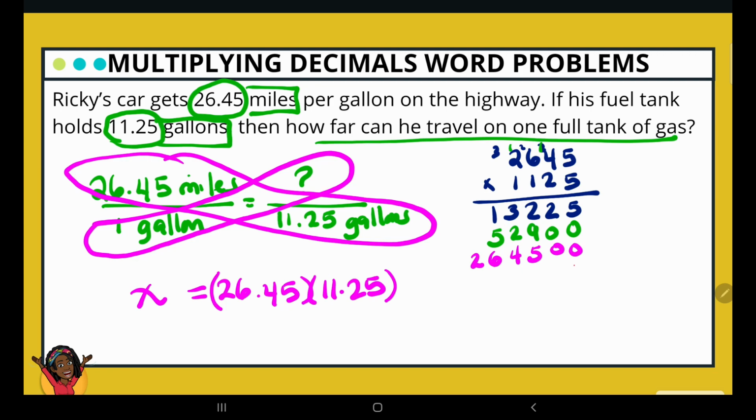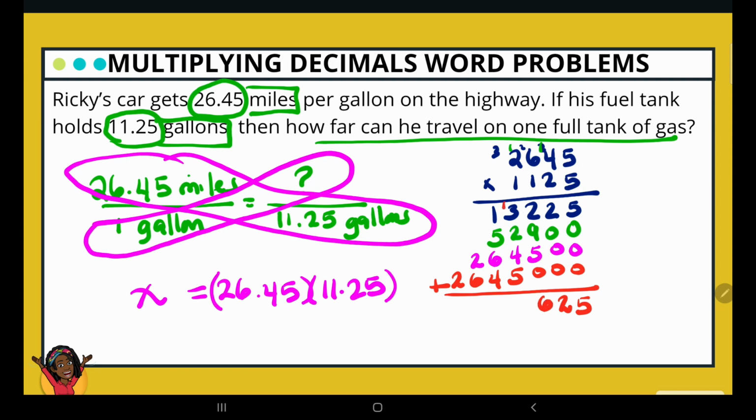Now we're going to have three placeholders. 1 times 5 is 5. 1 times 4 is 4. 1 times 6 is 6. And 1 times 2 is 2. And now we add. 5 plus zeros will stay 5. 2 plus zeros would be 2. 2 plus 9 is 11. 11 plus 5 is 16.